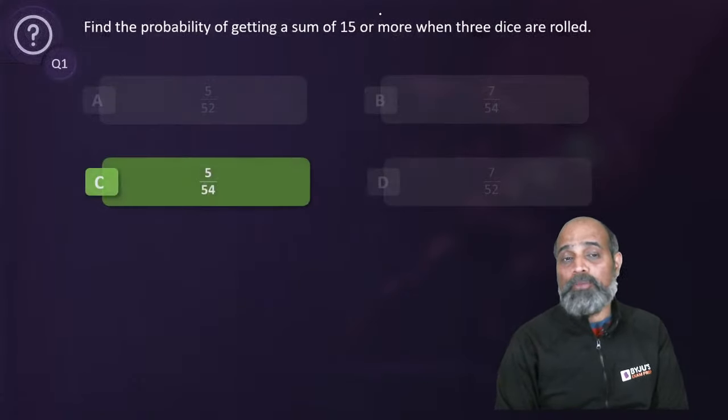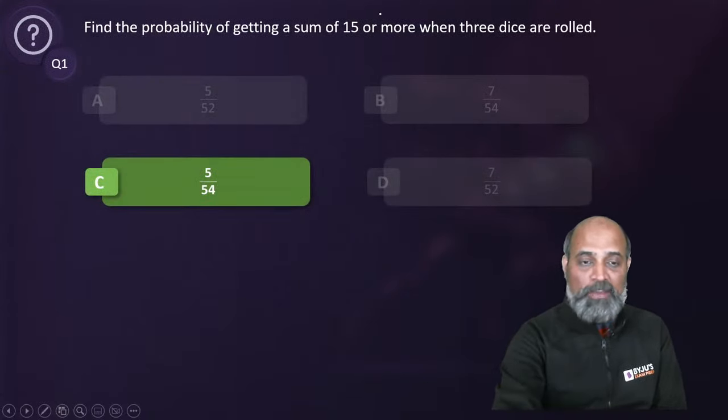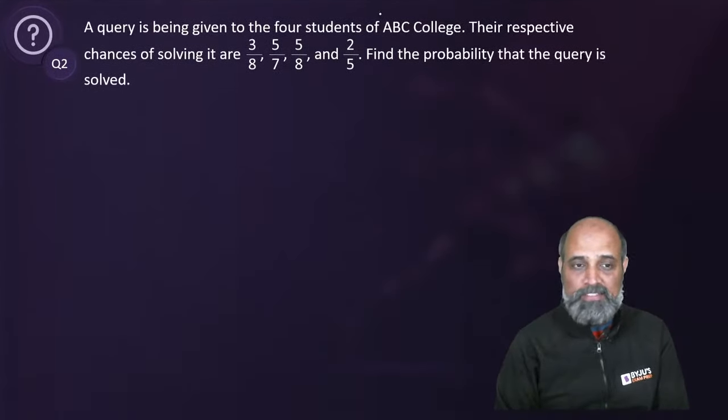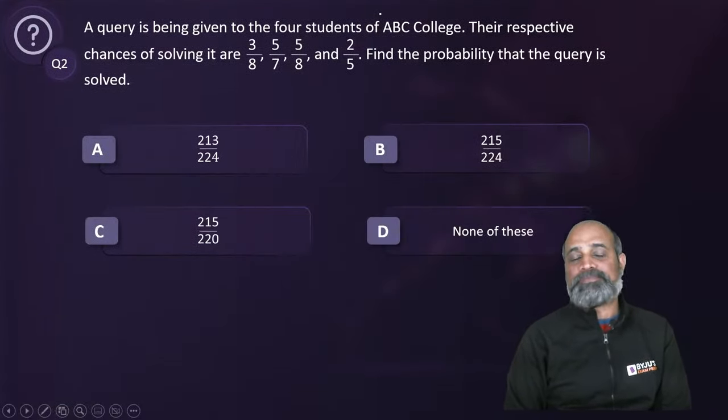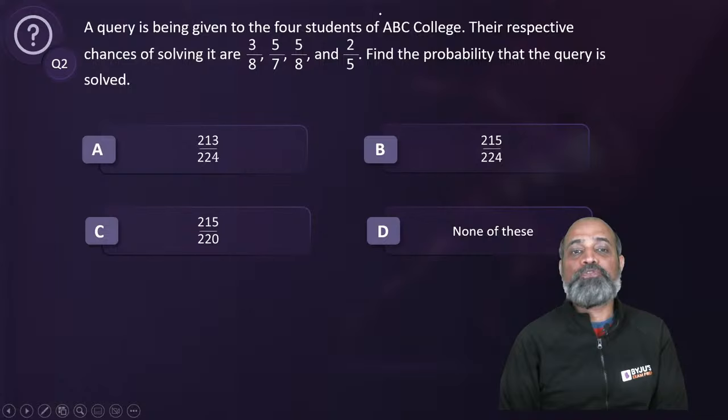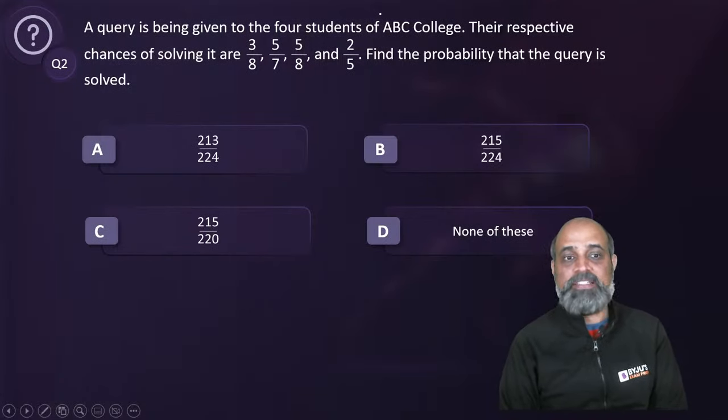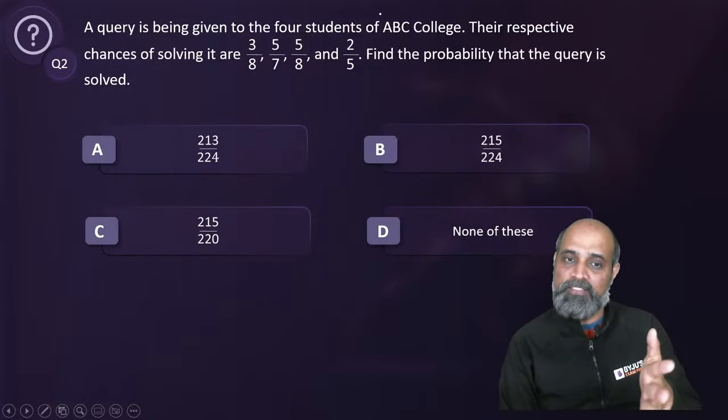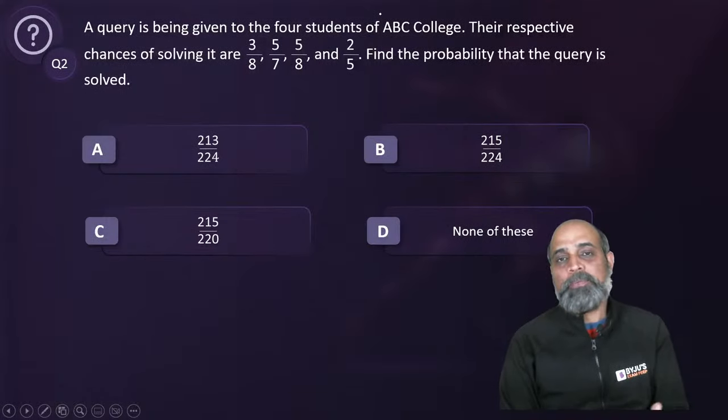So ये एक important topic हो जाता है. So 5 by 54 is the answer. The next one. A query is given to 4 students of ABC College. Their respective chances of solving are this. Find the probability that the query is solved.